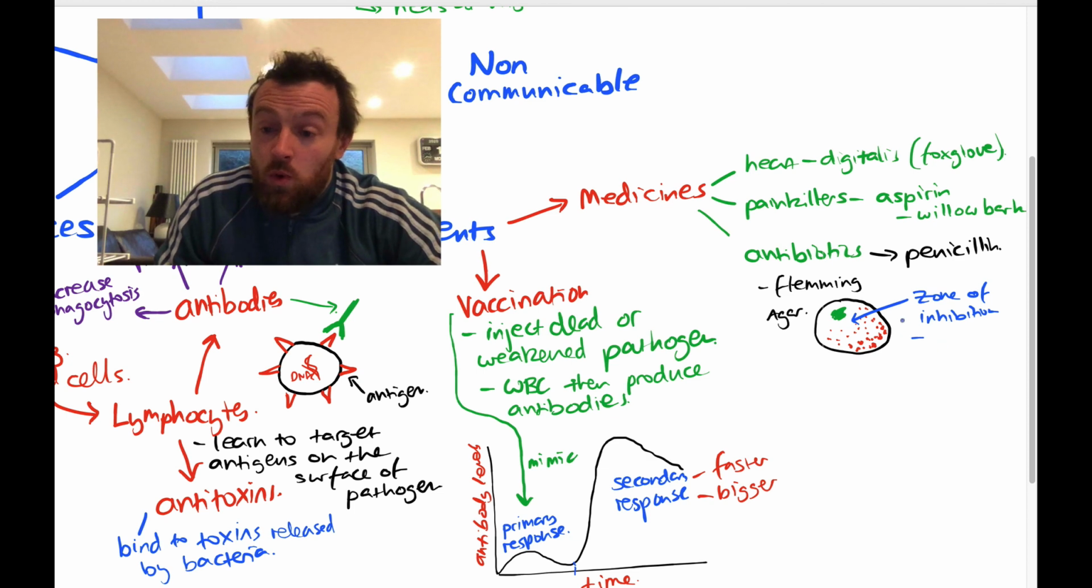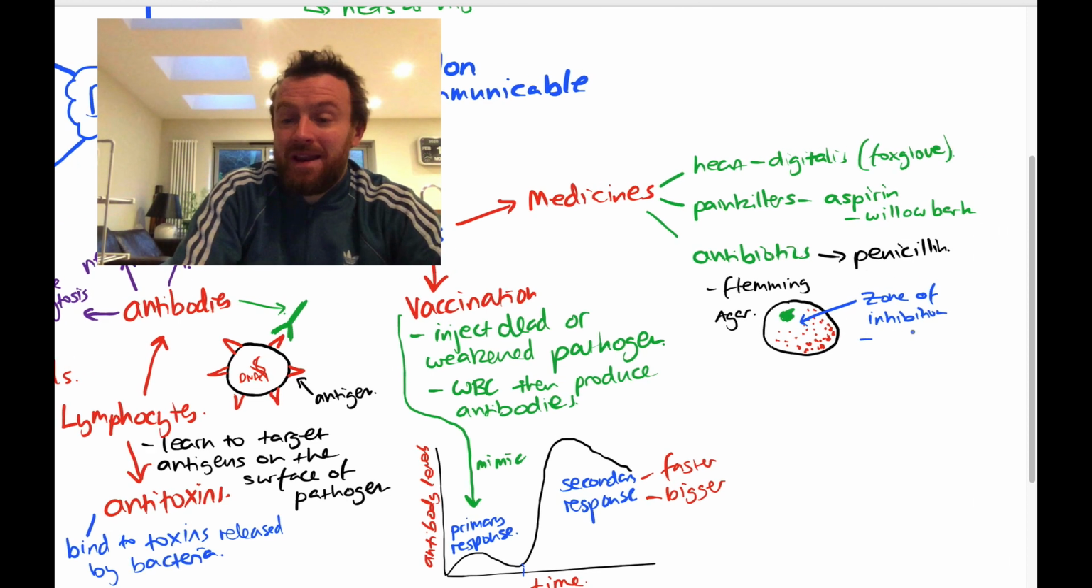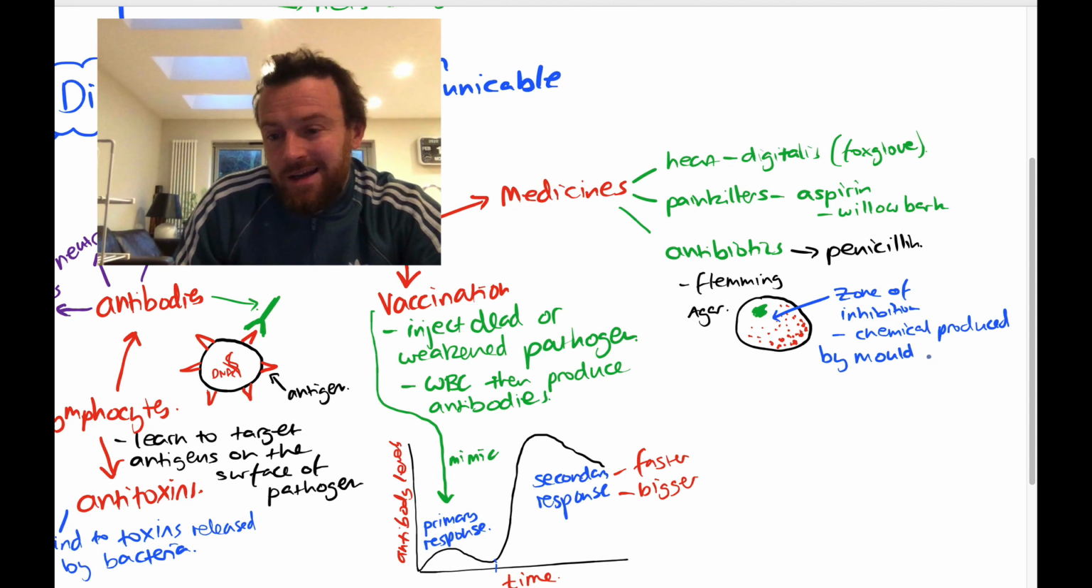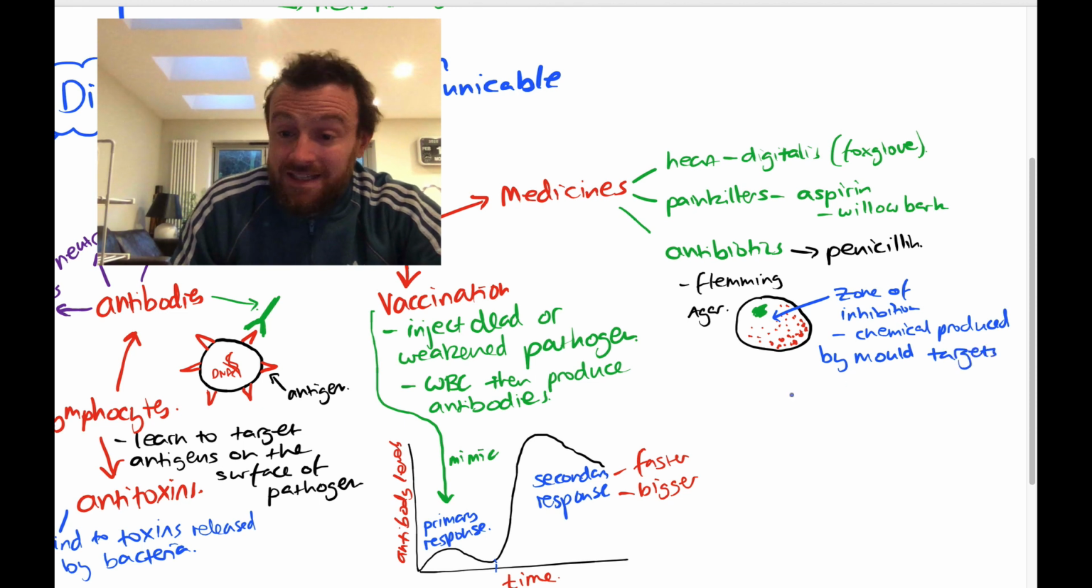And then the penicillin was actually produced by penicillium mold. So, a mold chemical produced by the mold, let's say, targets the bacterial cell wall.